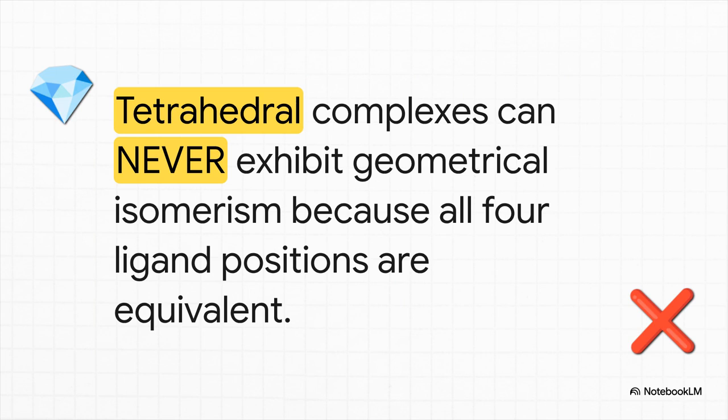Okay, here's a really important tip that'll save you from a very common mistake. Ready? Tetrahedral complexes can never have geometrical isomers, ever. And you might ask why. Well, think about it. In a tetrahedron, every single position is the same distance from every other position. There is no next to or opposite. All four spots are totally equivalent.